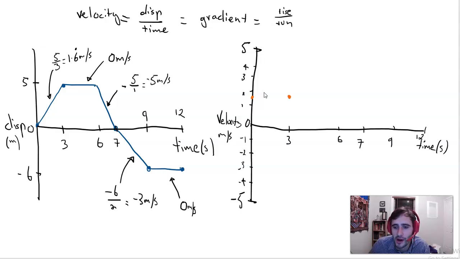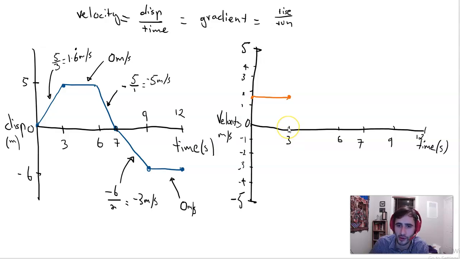So what I like to do is just get my 2 points in first. Eye it up. It looks like it's 3 seconds, 3 seconds. Okay, cool. 1.6, 1.6. Excellent. So we're just going to draw a straight line like that. Cool. Then it goes to 0 meters per second for another 3 seconds.